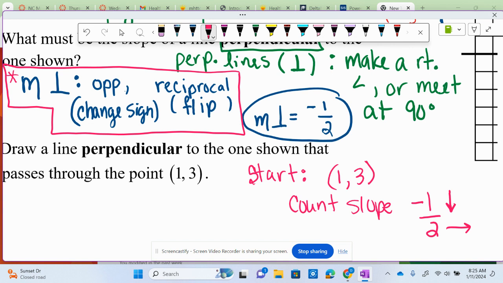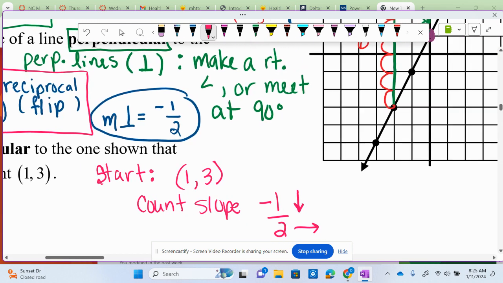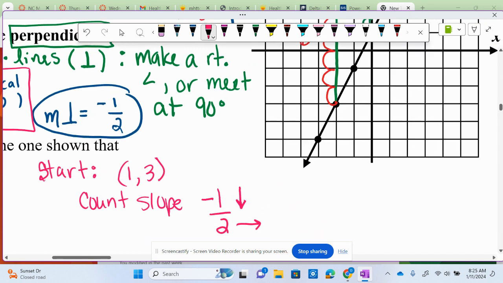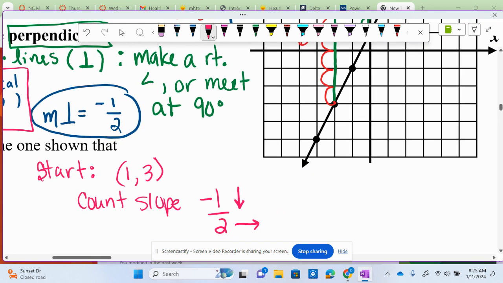And from that point, I want you to count your slope. I don't want to do it until you guys are ready. Who's still writing that down? Who needs more time?